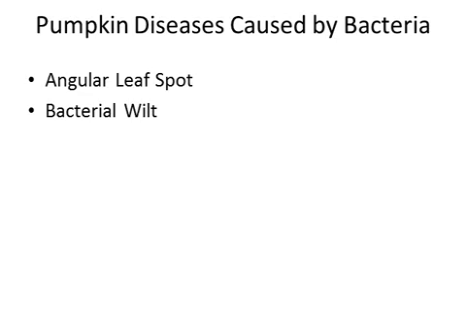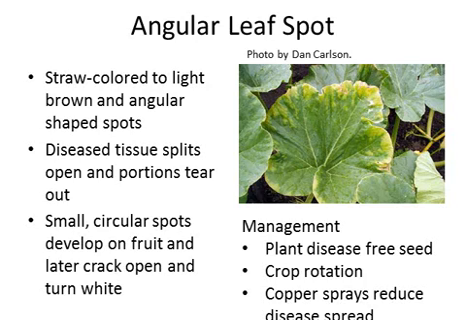We will now discuss bacterial pumpkin diseases. Angular leaf spot is a bacterial disease that attacks gourd and pumpkin leaves, stems, and fruit. The bacterium which causes angular leaf spot overwinters on old plant debris and in seed. Rain splashes it from the soil to the stems, leaves, and later to the fruit.